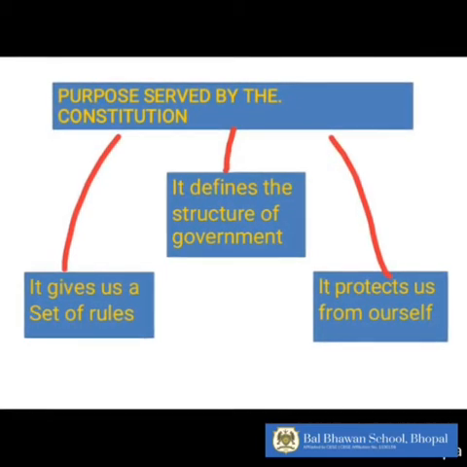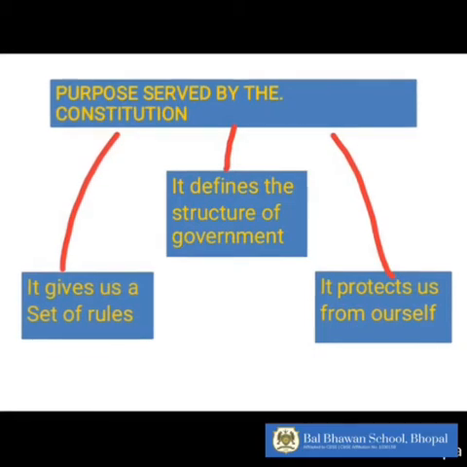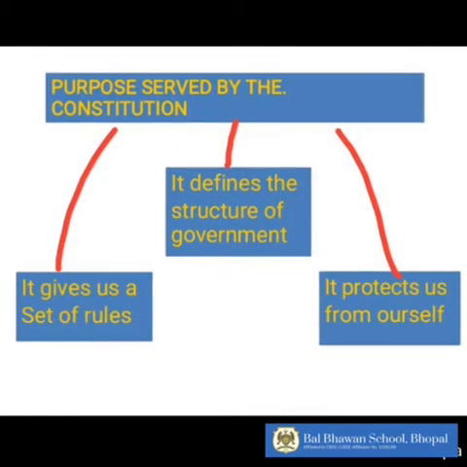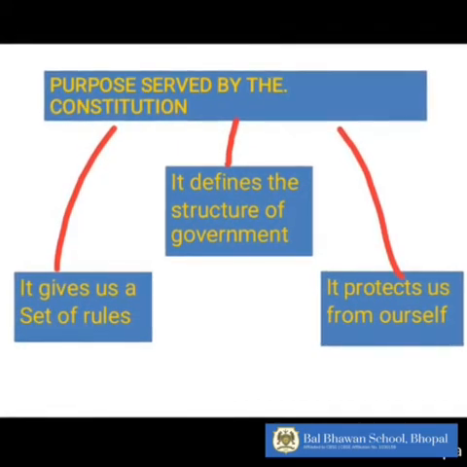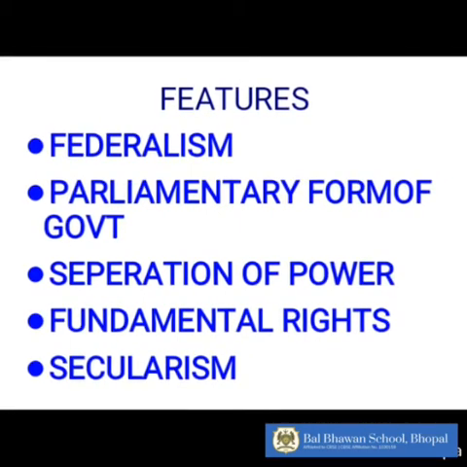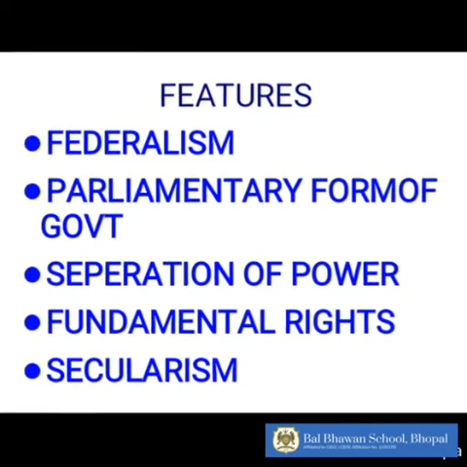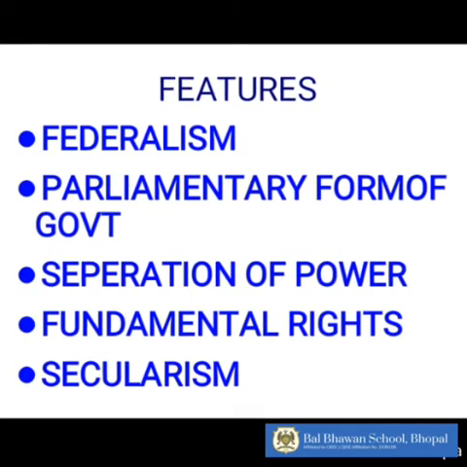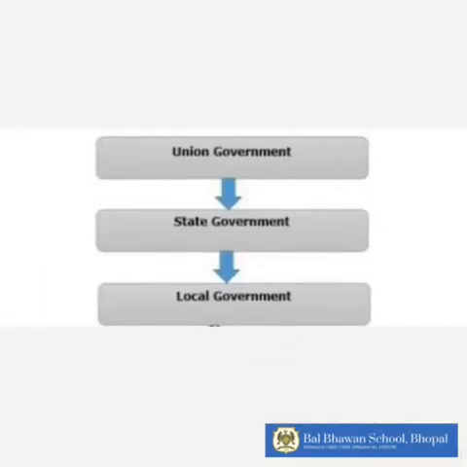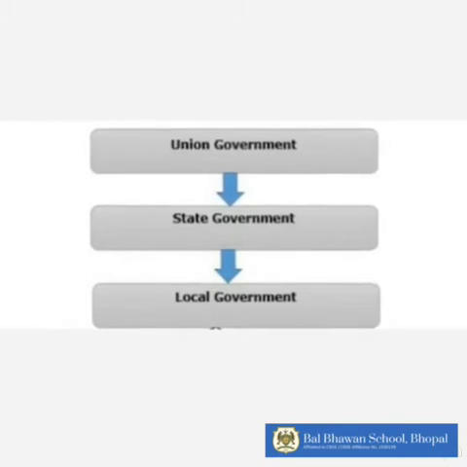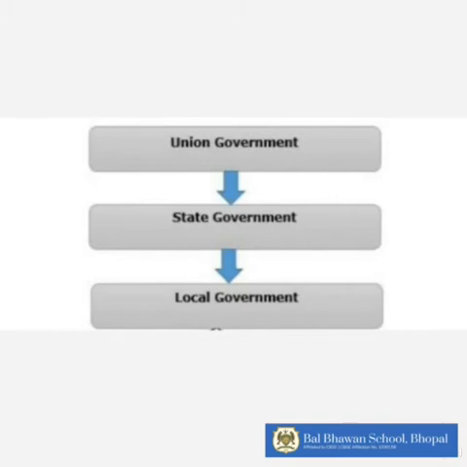Apart from these three purposes that the Constitution serves, you have also seen some features of the Constitution in this chapter. Let us recall the 5 important features of our Constitution. The first feature of our Constitution is federalism. It means our government has a federal structure. That is, it functions on different levels: central government, state government, and local self-government. This type of government makes it easier for governing such a large country like India.